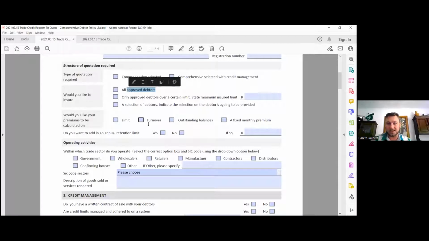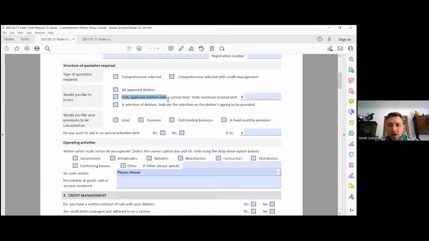Okay, so then, would you like to insure all your debtors? That's where you submit your entire debtors aging to us. That's like the rest of the market, and we'll underwrite and approve those. Obviously, if you had chosen comprehensive selected, as we approve them, they get loaded on for cover. If they've got comprehensive selected with credit management, I suppose it's all debtors. So this one would be approved as well. It's an all debtor principle.